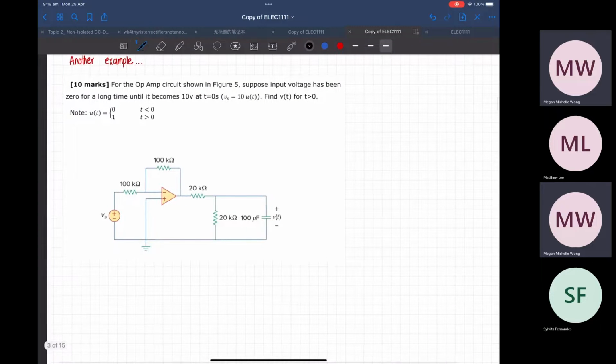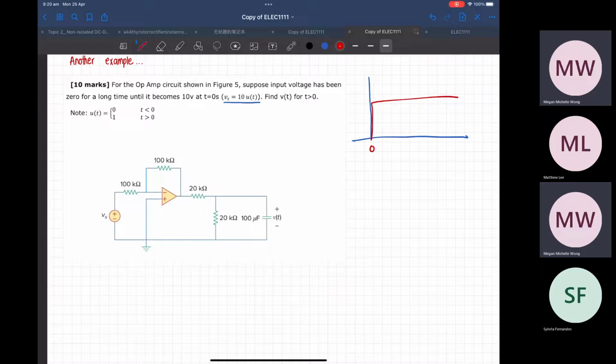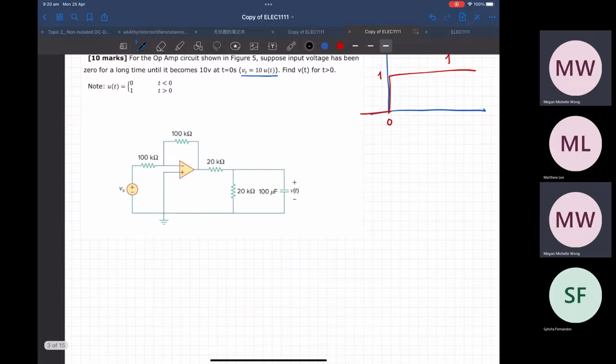This is another example, an op amp circuit with a capacitor, and it also adds Vs equal to 10 times the step input. I don't know if you remember that the step input is 0 before t equals 0, and after 0 it is 1. For this one, you can solve it for t less than 0 or t greater than 0.